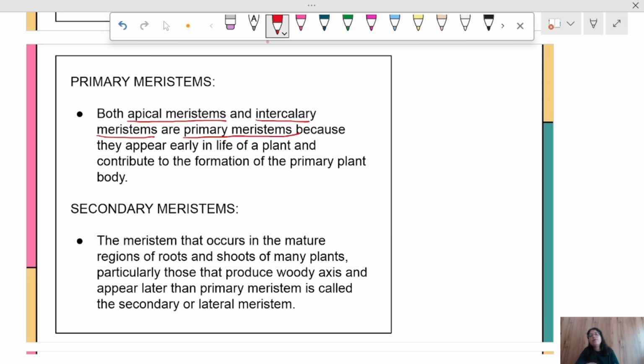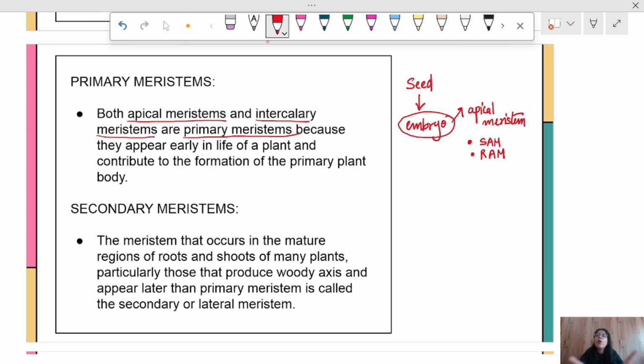Very, very important. You just tell me, what is the first stage of a plant when the plant is inside the seed? Embryonic stage, right? In this embryo, do you have any kind of meristem? Yes, you have apical meristem. What are the apical meristems? Shoot apical meristem as well as root apical meristem. These two meristems you will always draw in the embryo, every time you will draw them, right? It means that apical meristem is primary in origin.